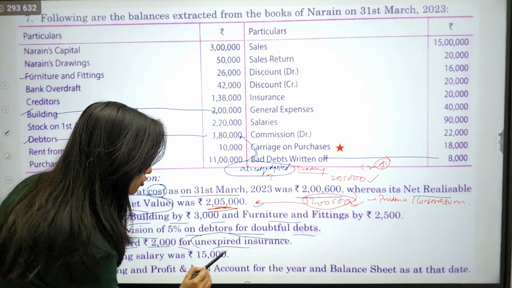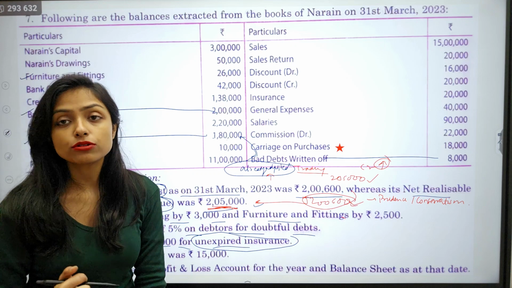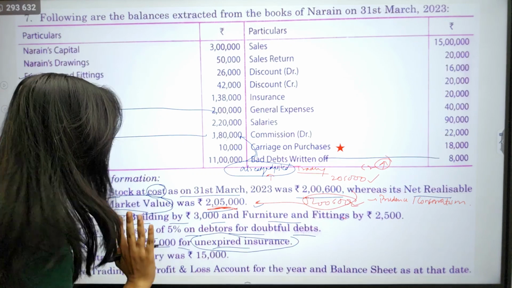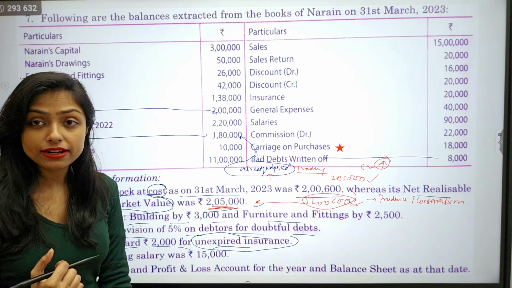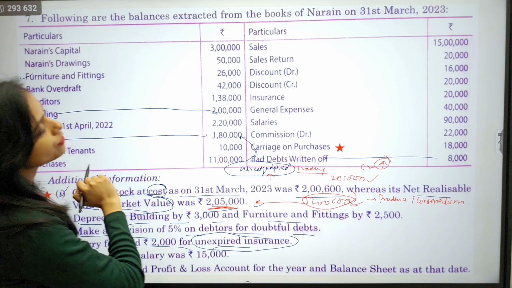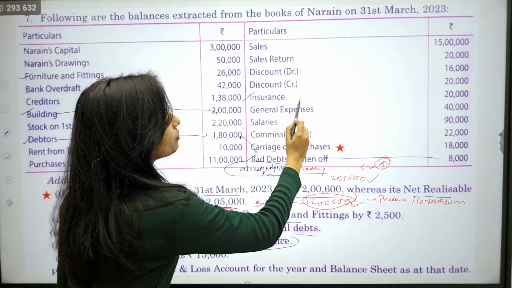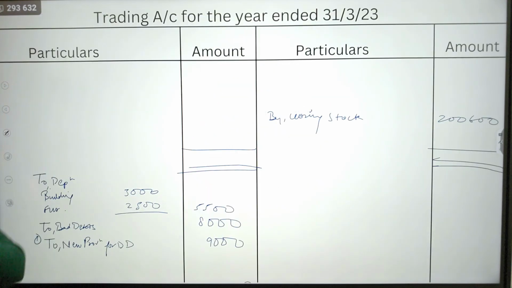What does unexpired insurance mean? Simply it means that we have prepaid some amount in the name of insurance expenses. So carry forward 2,000 means 2,000 is your prepaid amount. What do we do with it? First we find how much we have paid in the name of insurance. We have paid 20,000 rupees, and out of this 20,000 it is telling me 2,000 is prepaid. How will I adjust this now?